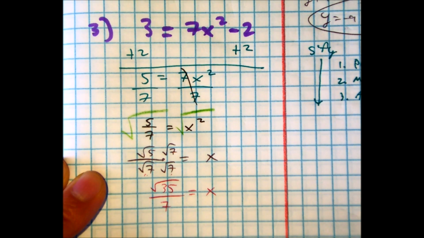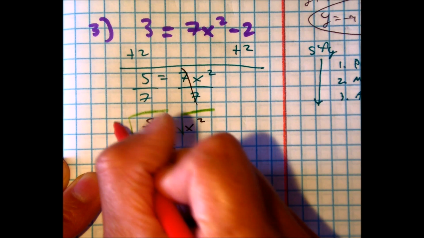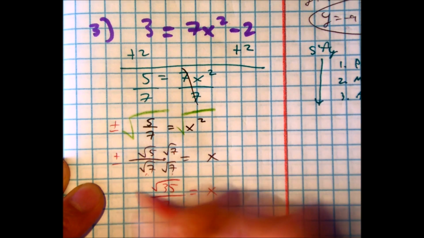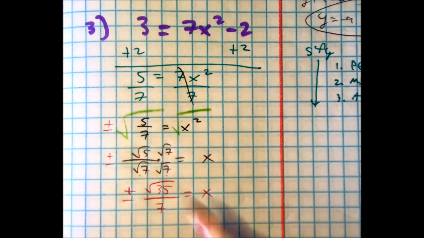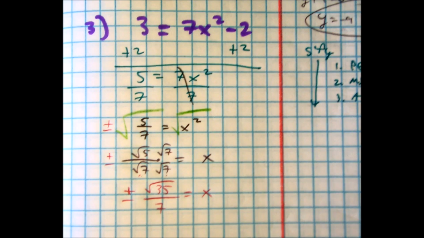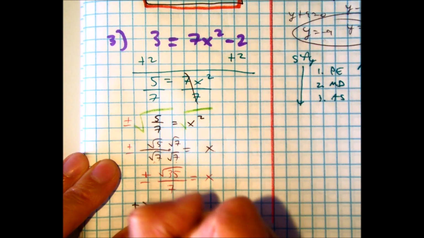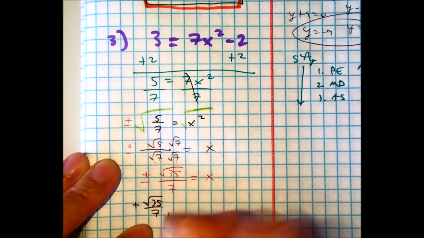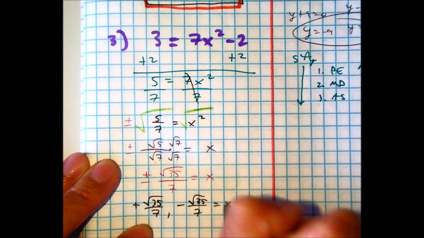Uh-oh, I did it again. What did I forget, class? When I took the square root of both sides, this should be a plus or minus. So my answer to this problem is plus or minus radical 35 over 7. Let me make sure we're on the same page. This is two solutions. That's a positive radical 35 over 7 and a negative radical 35 over 7.